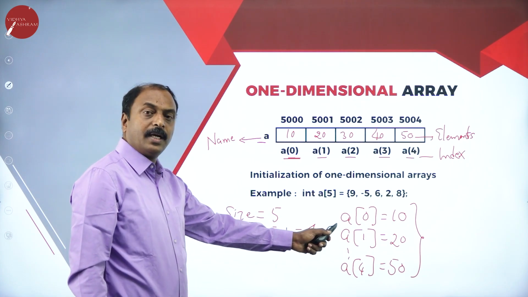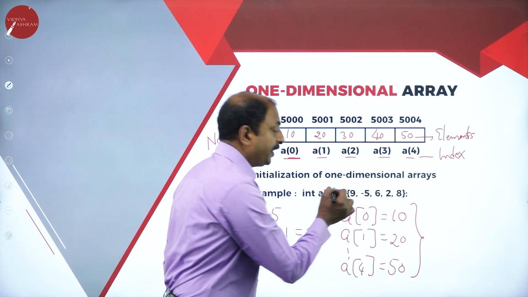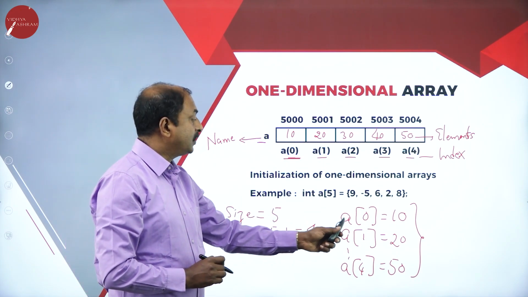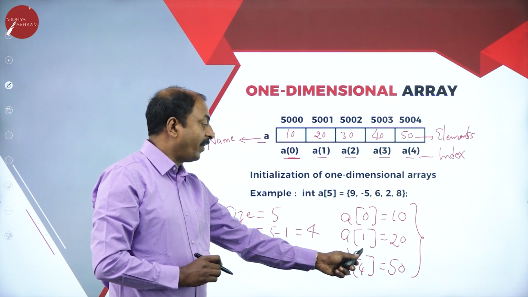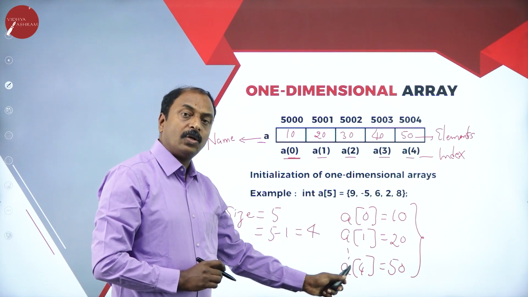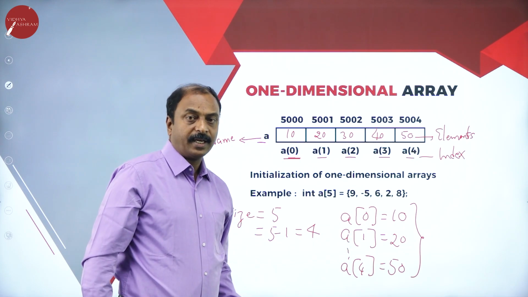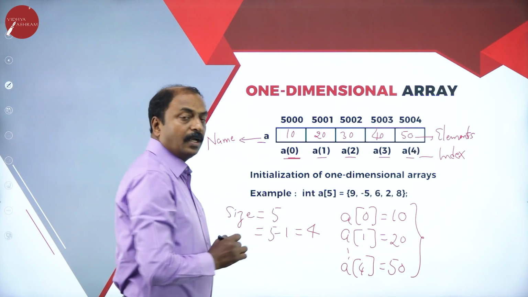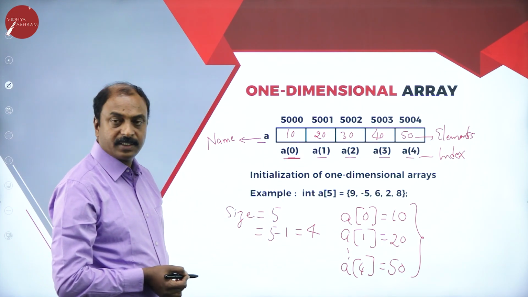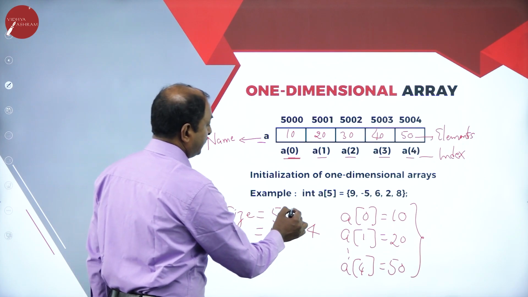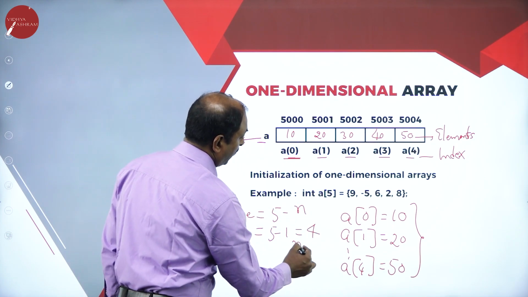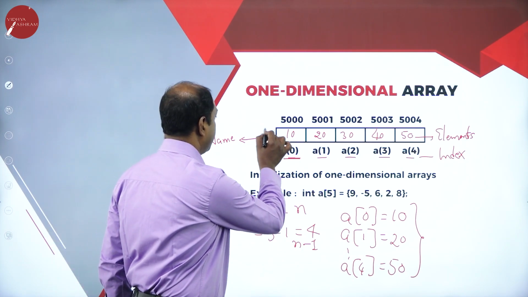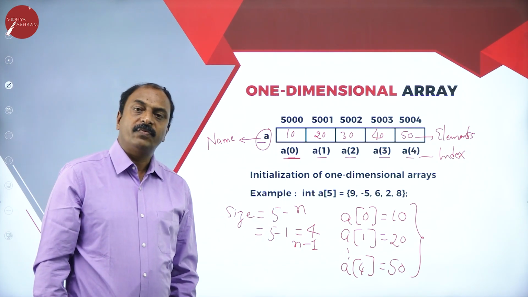Here A is the name of an array and 0 is the index. So this is a one-dimensional array because it has only one index. We have only one value within the square bracket. It is called an index or subscript of an array. So the array subscript always starts with 0. And the last index is n minus 1. Suppose the size is n, then n minus 1 is the last index of an array. Here A is the name of an array.